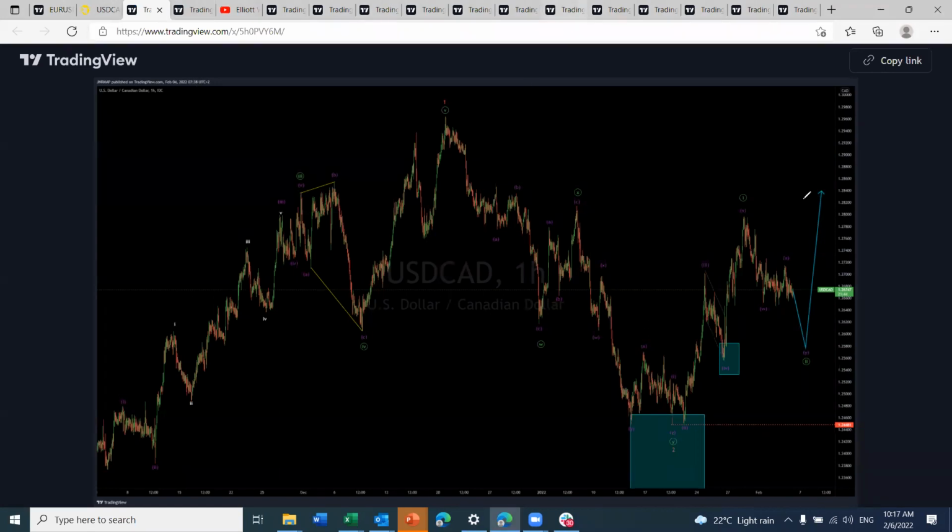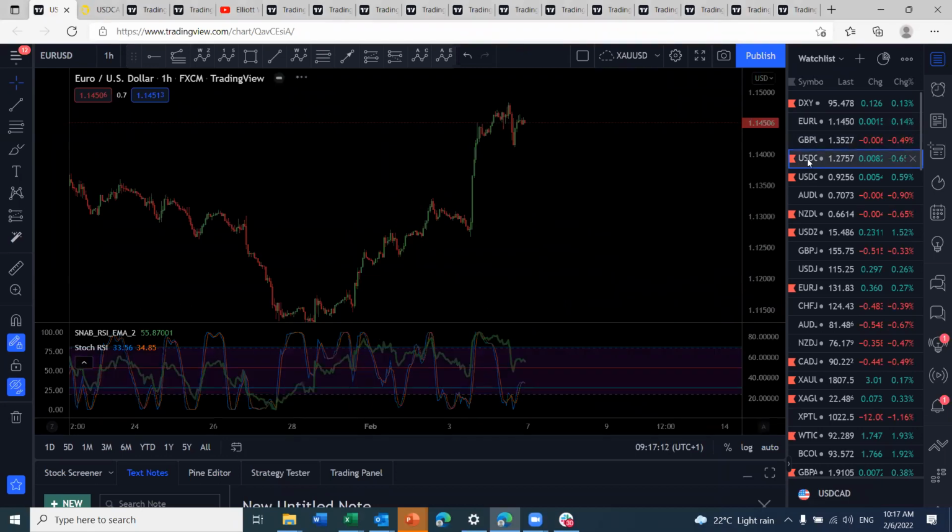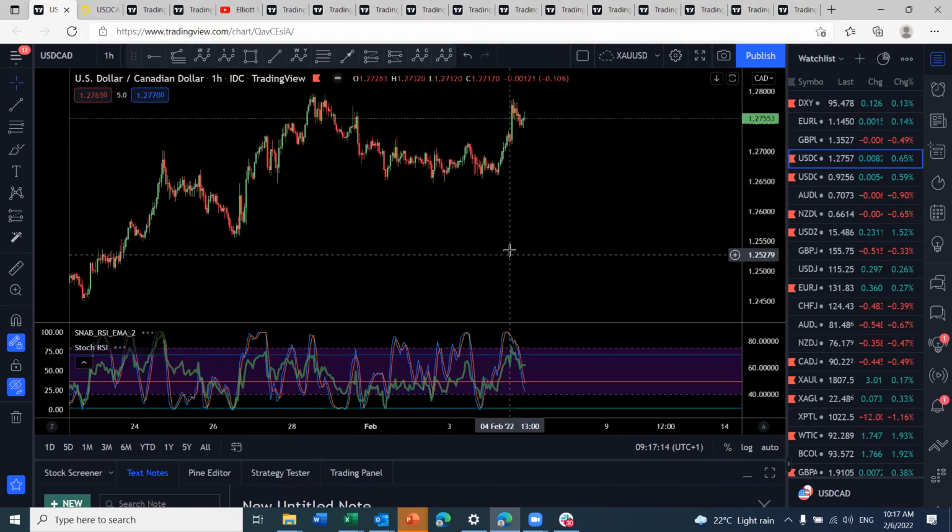What was the focus on US dollar CAD? The focus on US dollar CAD was for us to get this move to the upside. How did it play out? Remember, this was a couple of hours before the NFP, and looking at US dollar CAD, how does that play out?